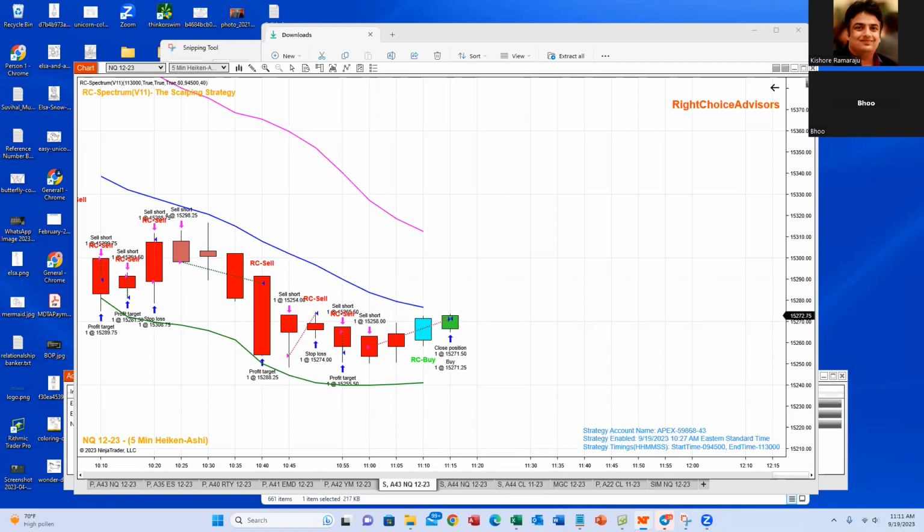So let's give it another 5 minutes, and if there is a green candle forming, then we have the potential to go up to 15300 now.